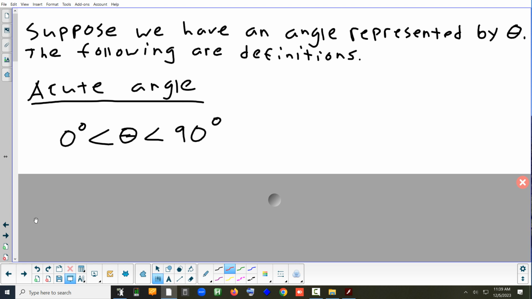So negative 10 is an angle. It's just not considered acute. It's not, according to the definition. What if it was like negative 45? It's still not considered acute. So acute only applies to angles that are measured in the positive direction.